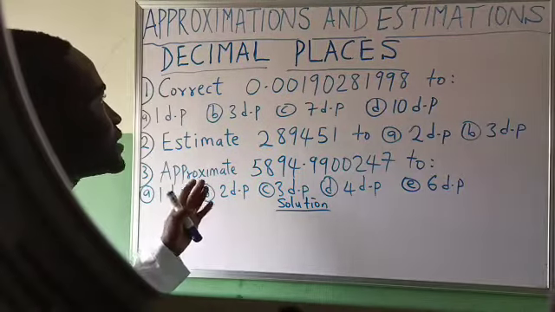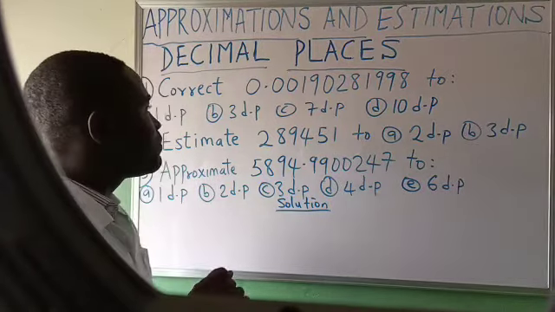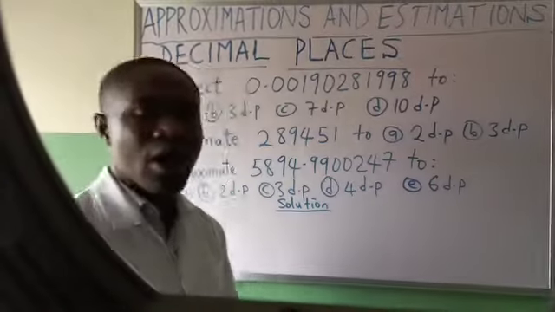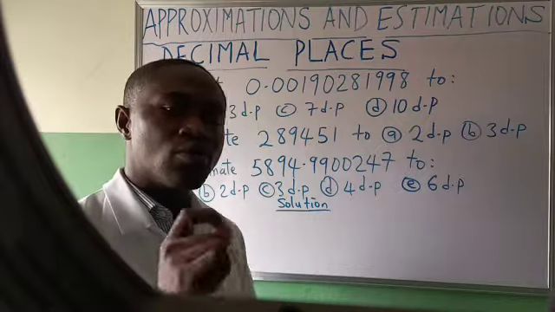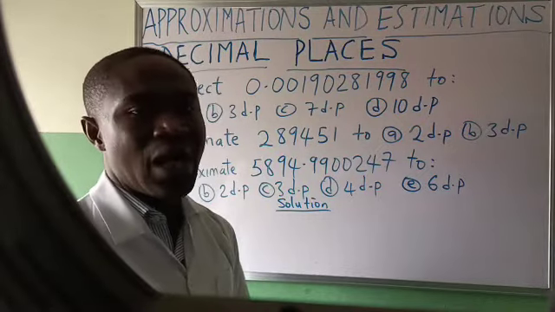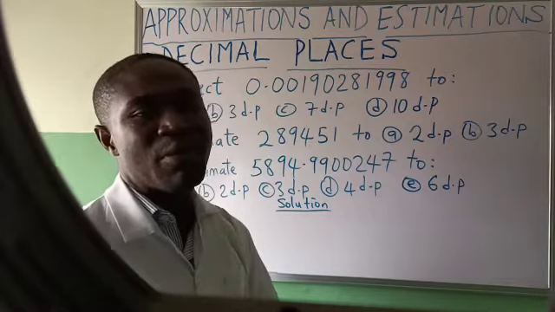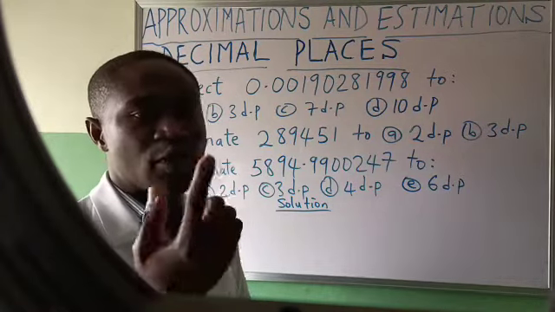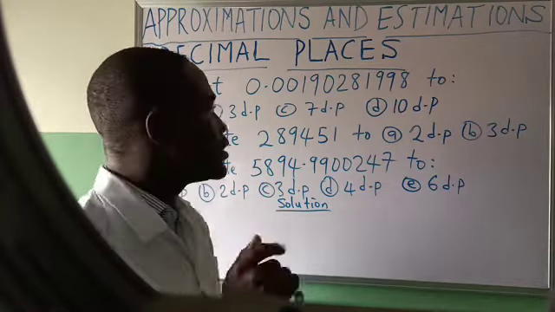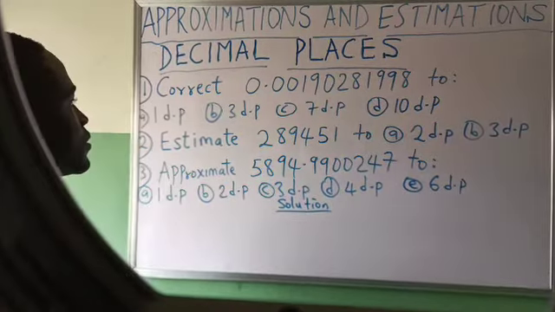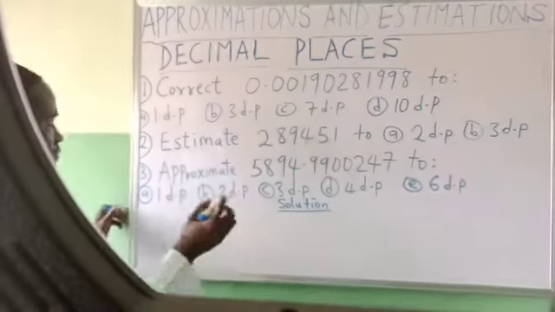When you talk about decimal places, it simply means start your counting from the decimal point. Start your counting from the number immediately after the decimal point. That is, the decimal point will come to your mind. Now, let's see how to do it.